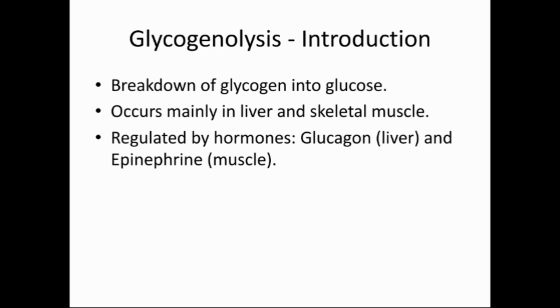Now let's move on to glycogenolysis, the breakdown of glycogen into glucose. This process mainly happens in the liver and muscles. Here's how it works. Glycogen is broken into glucose 1-phosphate by the enzyme glycogen phosphorylase.